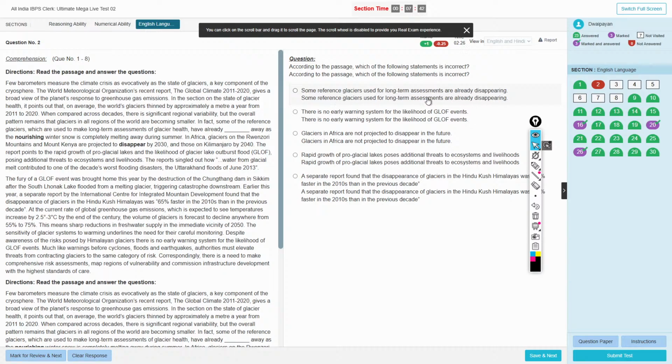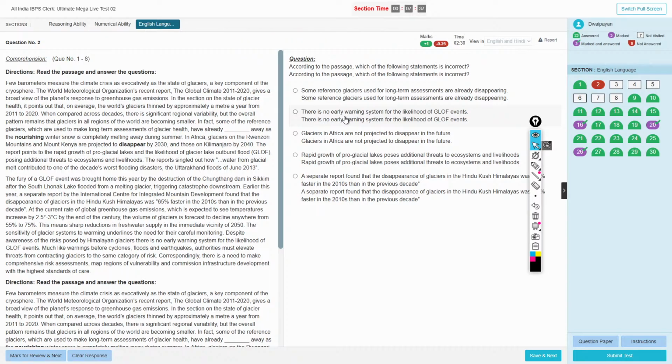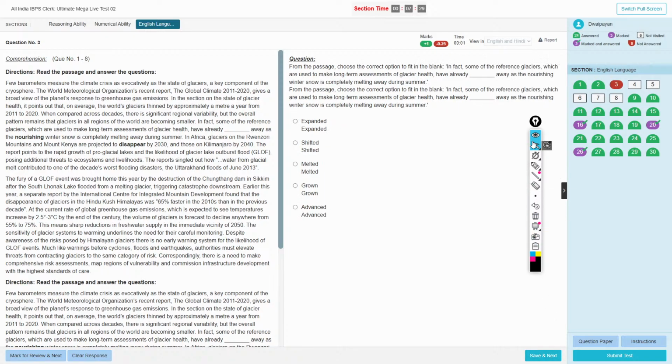Yes, there is no early warning system. Yes, glaciers in Africa are not projected to disappear in the future. They are projected to, so this is incorrect.